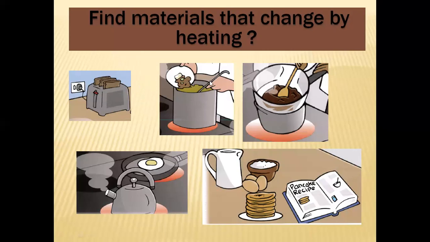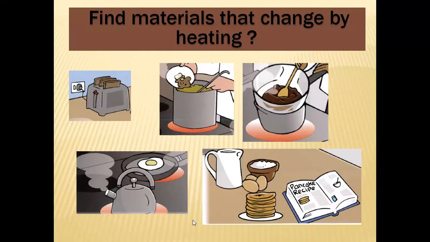Then you can see here the food the man is making. Their shape is also changed when they are heated. Chocolate is melted. First, the chocolate is in solid shape. When you put it on the heat or in hot water, what happens? The chocolate melts. It changes its shape. And why is it changing its shape? Because of heat.